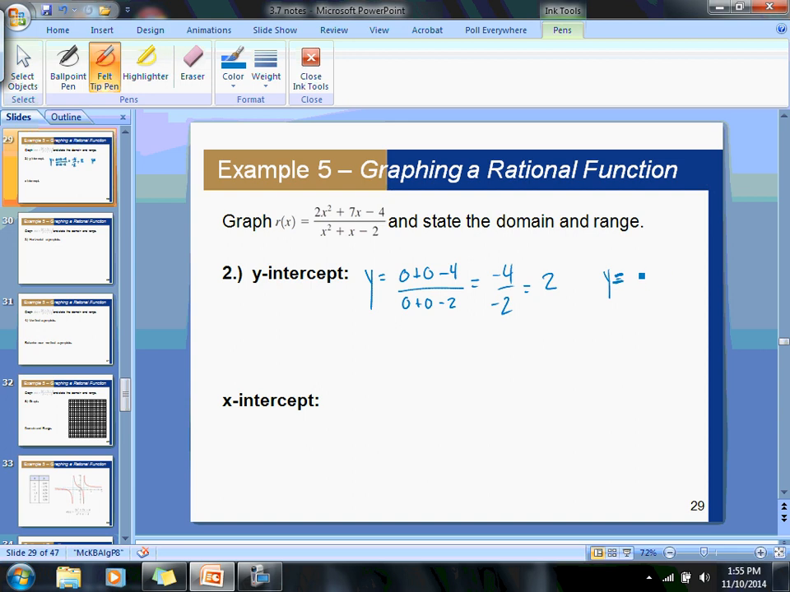And we can write that as an ordered pair. We could write (0, 2). That's probably the most appropriate way to write it.